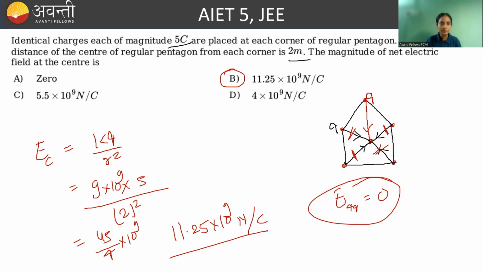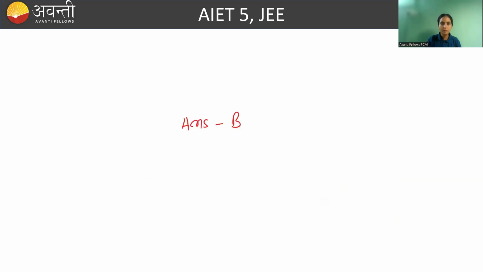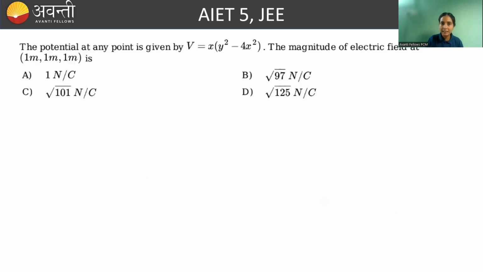Now let's move on to the next question. The potential at any point is given by V equal to xy square minus 4x cube. Find the magnitude of electric field. Now, what is the relationship between potential and electric field? If you remember, we have studied the potential gradient. According to that, electric field is equal to minus of dV by dx i cap.